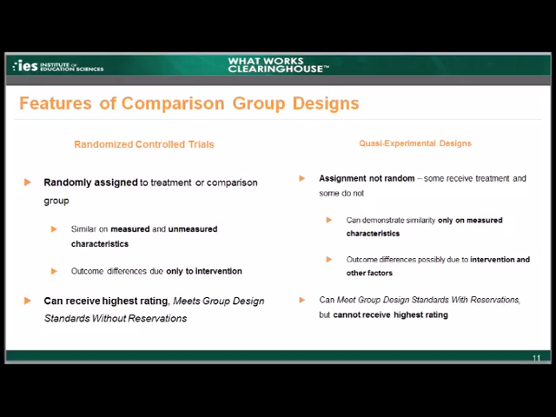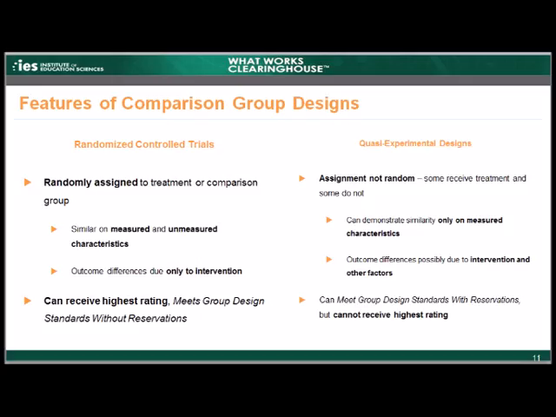The reason for this is that when participants are randomly assigned to the treatment or comparison group, we expect them to be similar on both measured and unmeasured characteristics. Because we have a strong expectation that the only difference between the groups is exposure to the intervention, any difference in outcomes is attributable to the intervention. Studies that use an RCT design provide the greatest confidence in the results, and this type of study can receive the highest rating, meets group design standards without reservations.